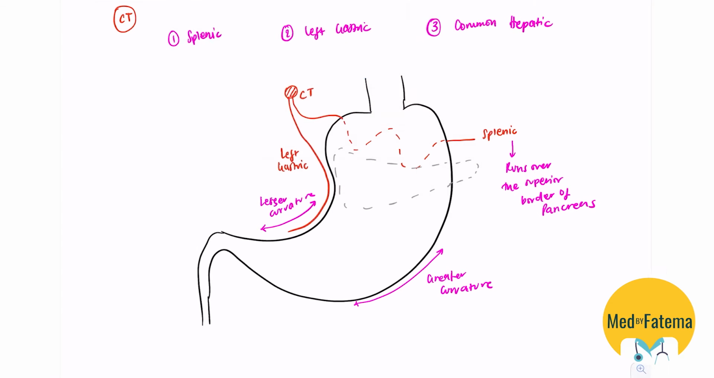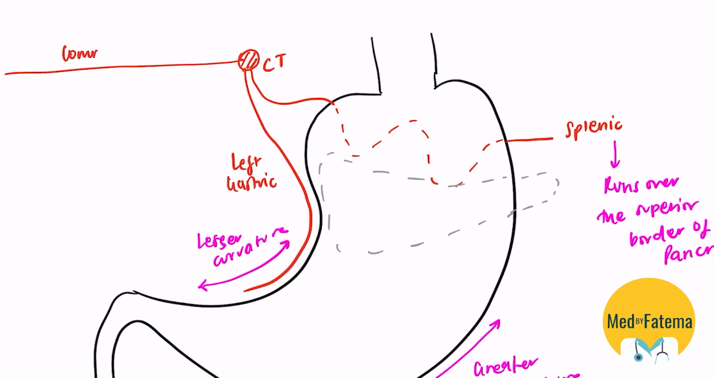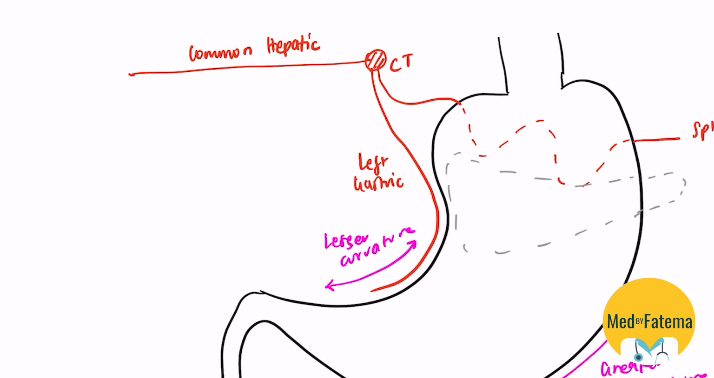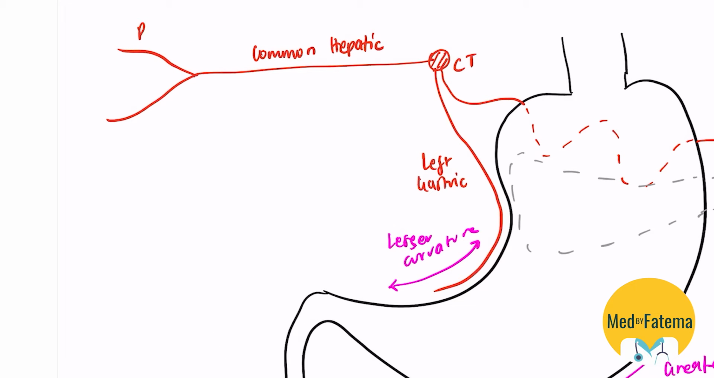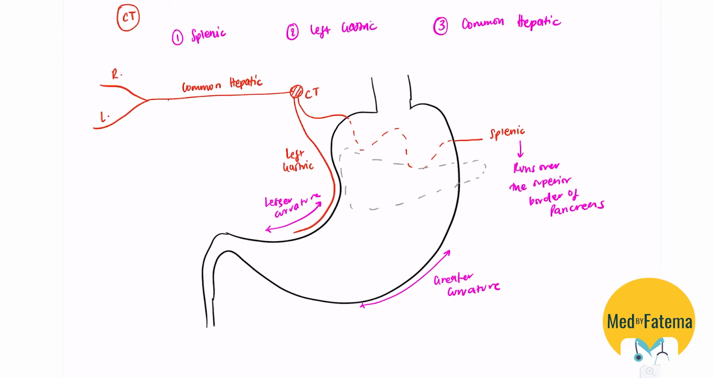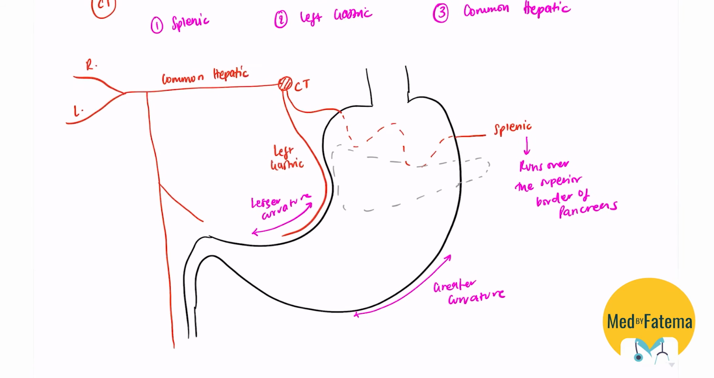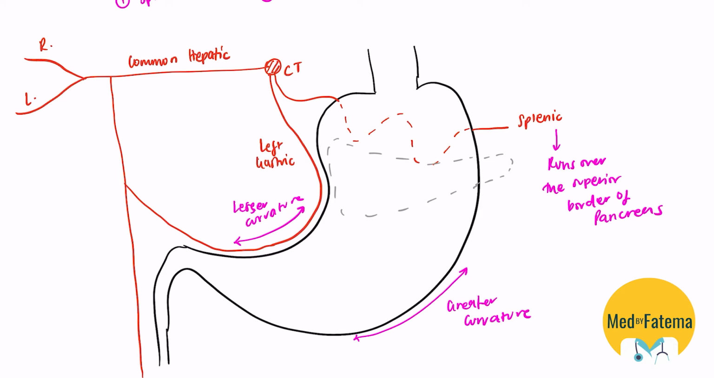And then finally we have the last branch that comes off the celiac trunk, which is your common hepatic artery. Hepatic means liver, so this artery obviously supplies the liver, and it has two branches. It has a right branch and a left branch. So the right hepatic artery, left hepatic artery. From the common hepatic, we have a branch that descends down like so, and from that we have a branch that supplies the right side of the lesser curvature, and that is known as your right gastric artery.